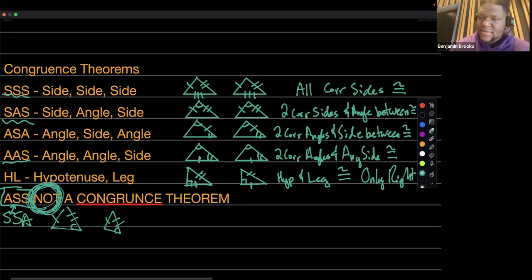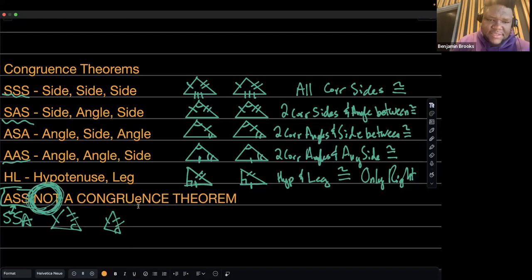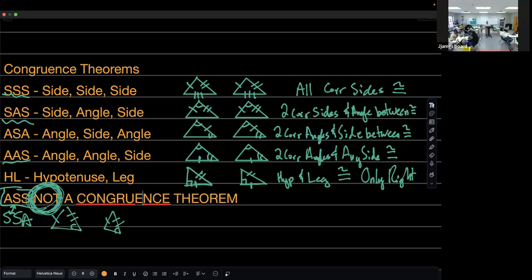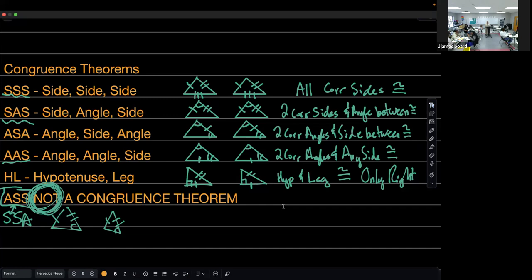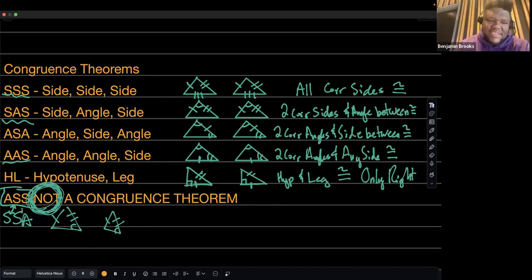But same rules apply. Not a congruence theorem. No asses or SSA. Either way, it does not work. Can't just have two sides in any angle. Angle has to be between the sides.